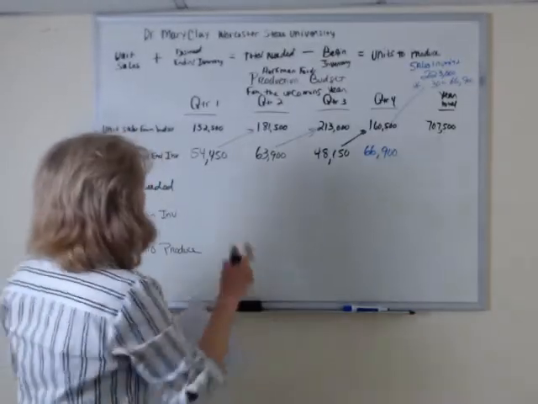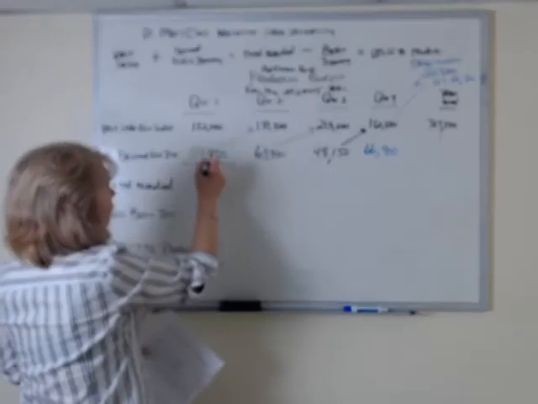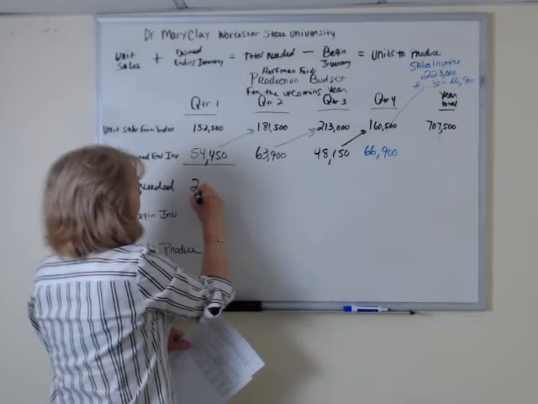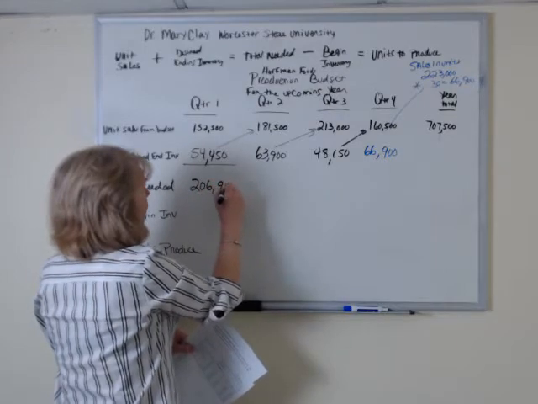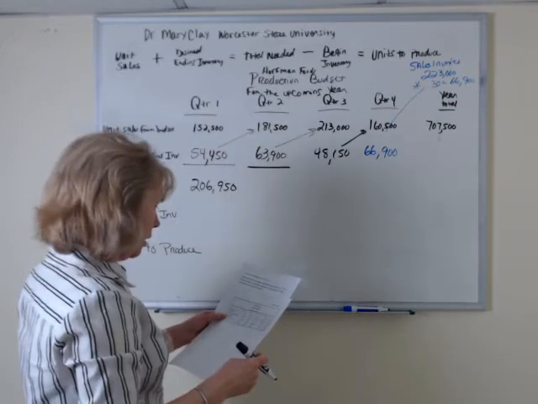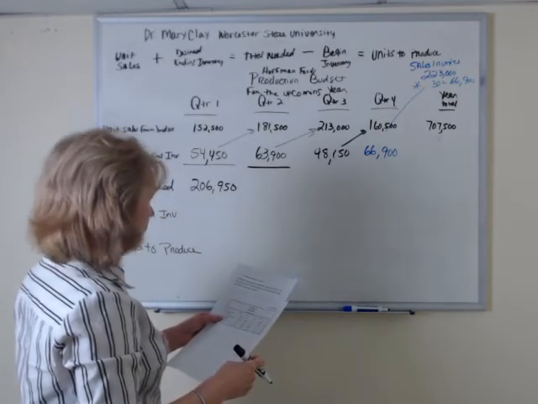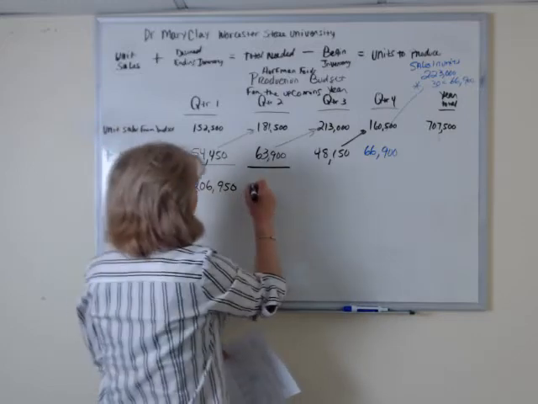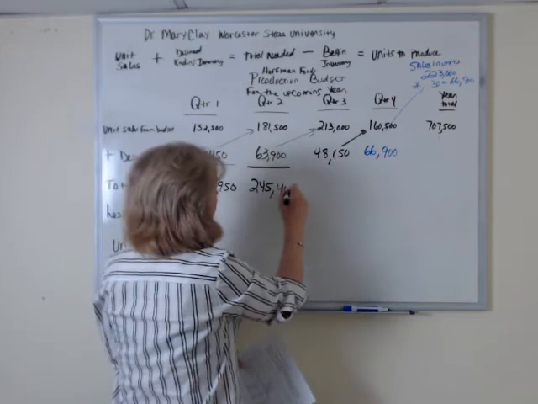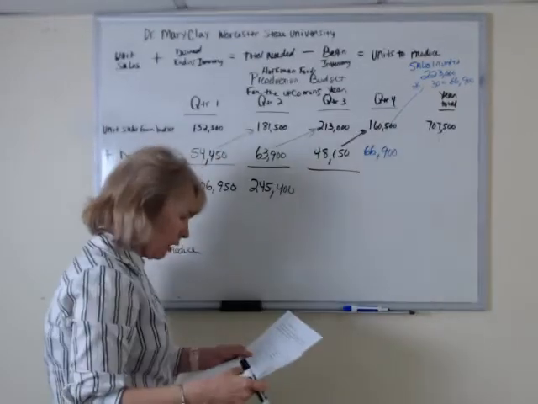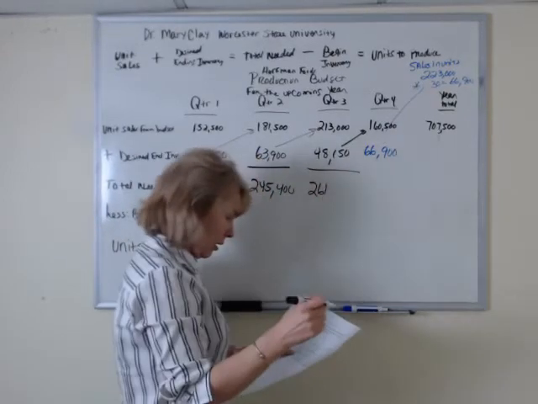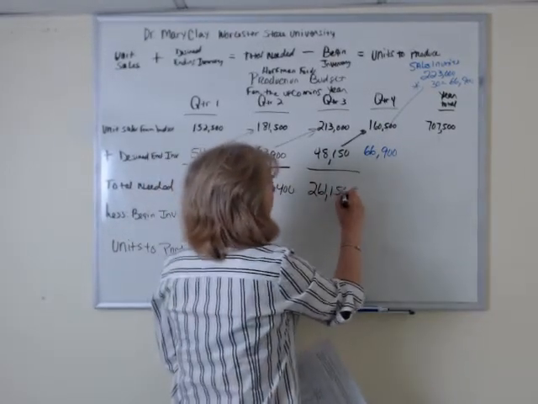So now we're just going to total down. We're going to take 152,500 plus 54,450. That gives me 206,950. I'm going to total this down: 181,500, and I'm going to total 63,900. That gives me 245,400. I'm going to total this: 213,150 and 48,150. That gives me 261,150. Take your time in totaling these.